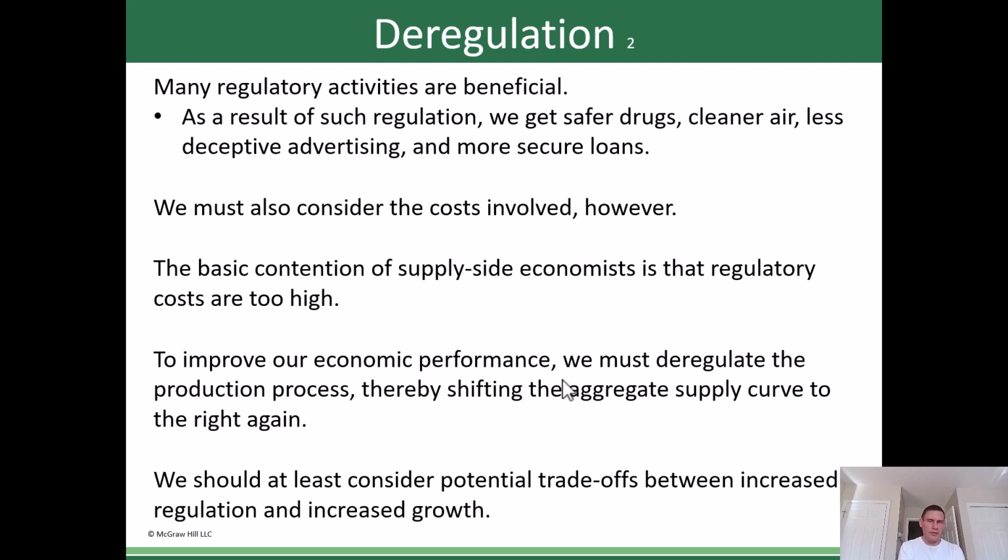The basic contention of supply-side economists is that regulatory costs are too high. So to improve our economic performance, we must deregulate the production process, thereby shifting the aggregate supply curve to the right again. But we should at least consider potential trade-offs between increased regulation and increased growth. Think about what I said earlier. The more you regulate, the more you stifle the supply side, if you will. And if you can deregulate, and I'm not saying deregulation is always a good thing, then you can probably increase supply.